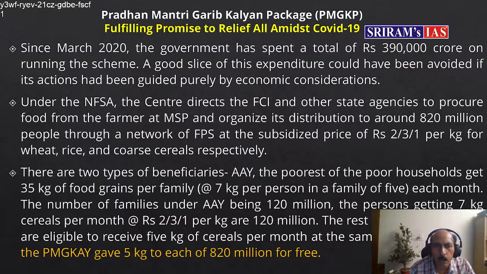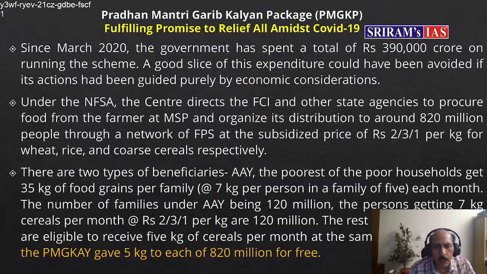Of course, as on record, the government has terminated this scheme, but the government has shifted the benefits from the PMGKY to the NFSA, and therefore the burden on the NFSA has almost doubled. Since March 2020, the government has already spent 3,90,000 crores on running this scheme, and the government is terminating the scheme but has allowed the benefits which were given under PMGKY to continue under NFSA.